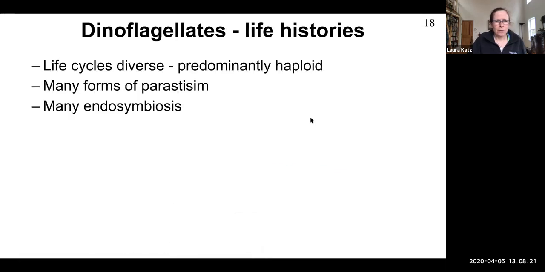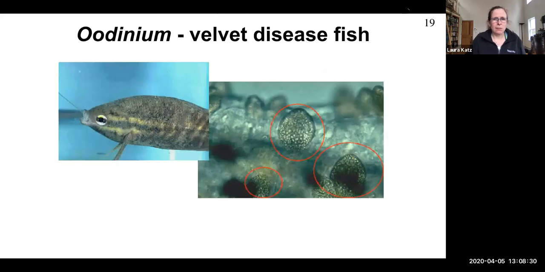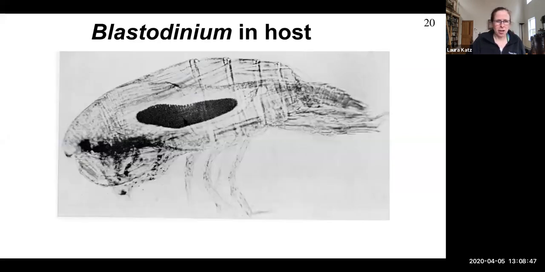If we go on from there to talk about their life histories, they are incredibly diverse. They're predominantly haploid, with many forms of parasitism and many forms of endosymbiosis. If you like fish, perhaps you've heard of velvet disease, where your fish gets a velvet gleam to it, and that velvet gleam is because of these dinoflagellate parasites in the skin of the fish that are essentially feeding off of the fish. Not nice for the fish. Here's another parasite in a copepod. Here's the parasite sitting within, that's the dinoflagellate.